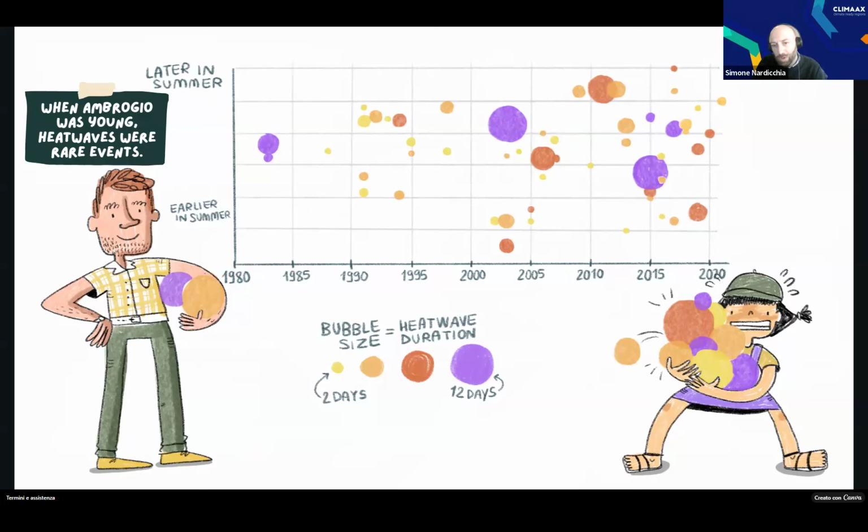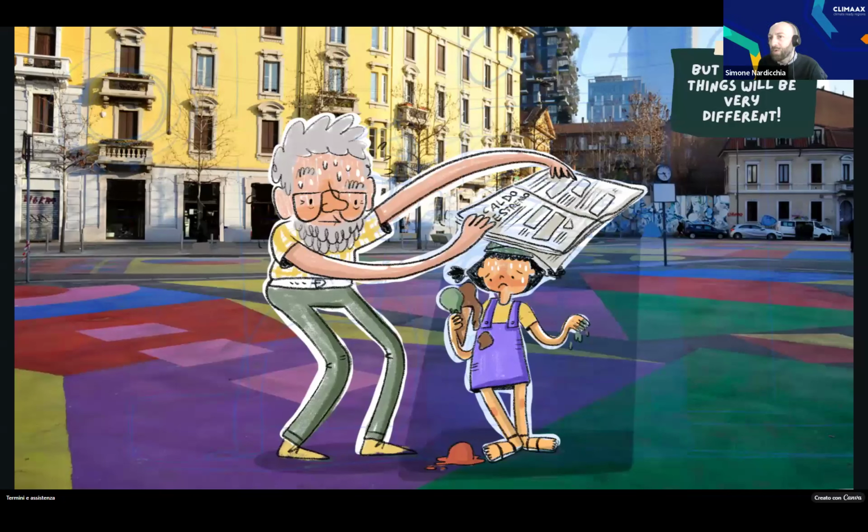But what is interesting about this plot is that in the last 20 years, we start to record heat waves here in the summer and late in the summer. Before, the heat waves were concentrated in the middle of the summer. Now we start to face them from June until September. And so for Gaia, things will be very different.